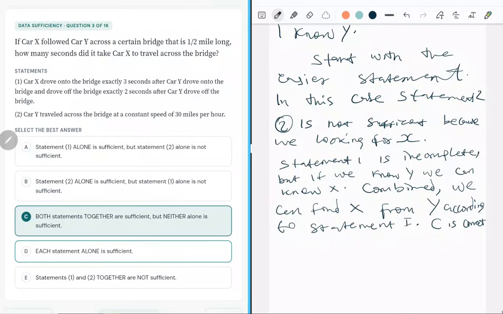According to statement 1, if we know y, we will know s, because it's related. But we cannot know it because we don't know y, we don't know s. But according to statement 2, we can know y. We don't even need to calculate it. Now that we know y, we can use it to get s. So both statements combined together are sufficient.